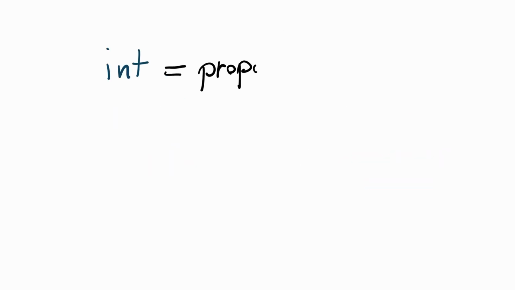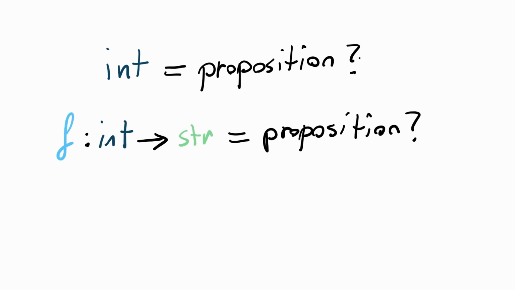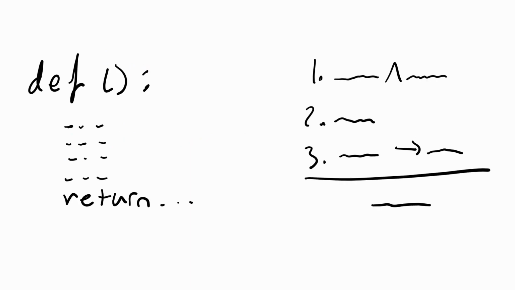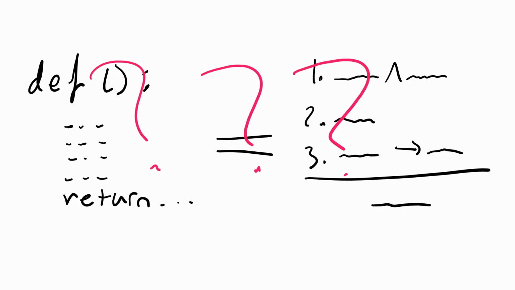How could something like an integer or a function from an int to a string be interpreted as a logical statement? And how could a program be equivalent to a series of logically justified steps? In order to answer this question, we first need to reframe how we think of propositions.